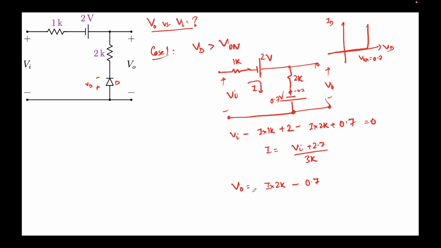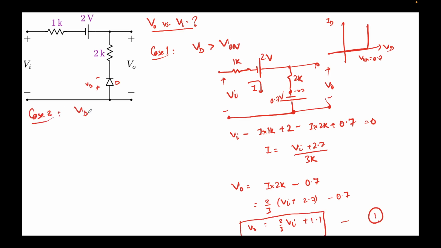So V naught is the voltage drop over this minus 0.7, and if we rearrange, I'll put the value of I over here, so it will be 2 by 3 Vi plus 2.7 minus 0.7, which will come out to be 2 by 3 Vi plus 1.1. So this is the output voltage that we are getting when the diode is turned on. Okay, now let's quickly do the second case.